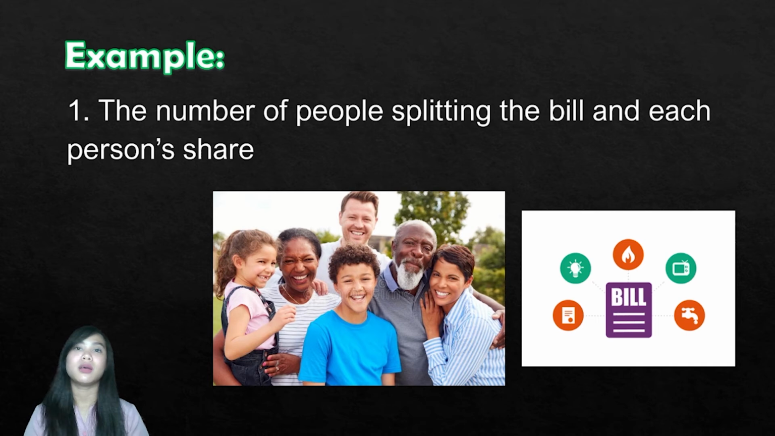Before you had 500 per share, and right now you will divide the 1,000 by 3. So each member's share for that electric bill will decrease because you have now increased the number of people who are splitting and paying for that bill.